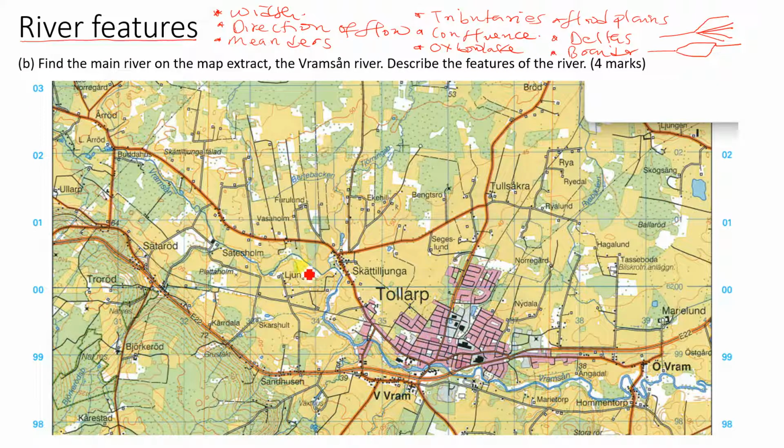So in the case of this question now, they said find the main river on the map extract called the Vransman River. Describe the features of the river. So where is the Vransman River? Look at it here. This is the main river called the Vransman River. Now, if you look at this river, the first thing is the river is not straight. So one is that I will say it has a meander.